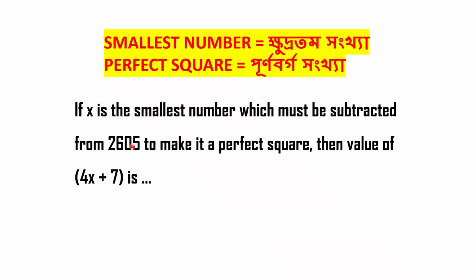The x minus করলে এটা perfect square হবে, আর x হচ্ছে smallest number, যেটা 2605 থেকে মাইনাস করলে you will get a perfect square. তাহলে you will find out x and then the value of 4x plus 7. আগে x টা কত বার করি, x টা বার করার পরে 4x plus 7. So x is the smallest number. If you subtract 2605 minus x, it will be a perfect square. So what is x and then what is 4x plus 7? Let us see.